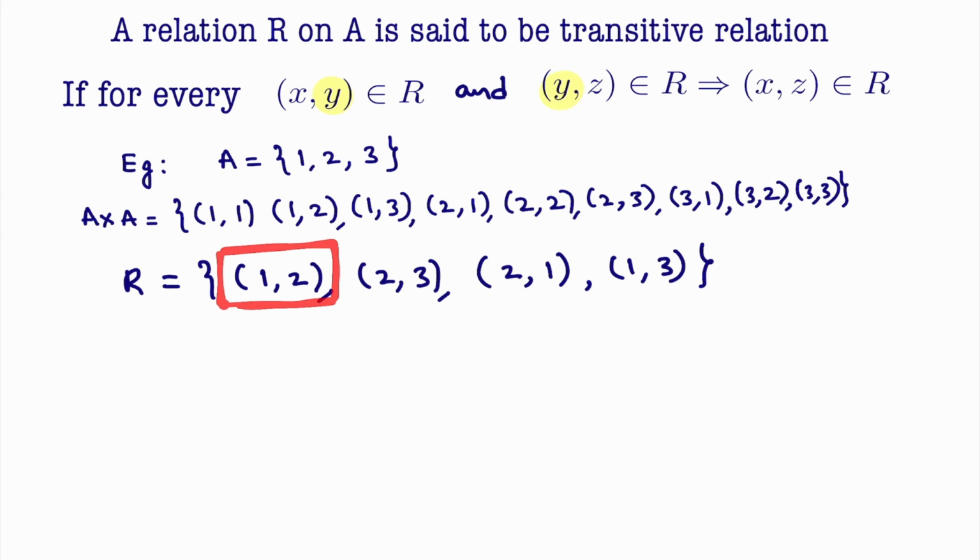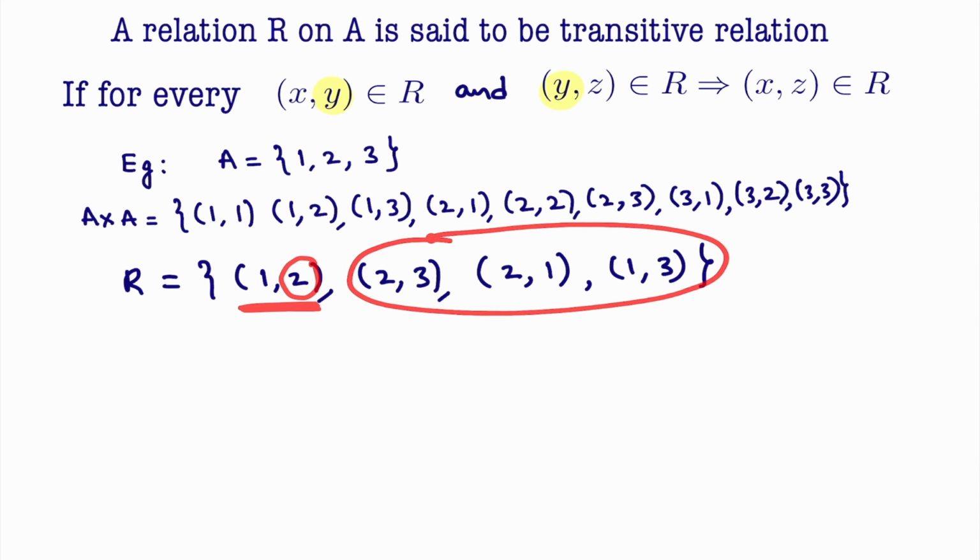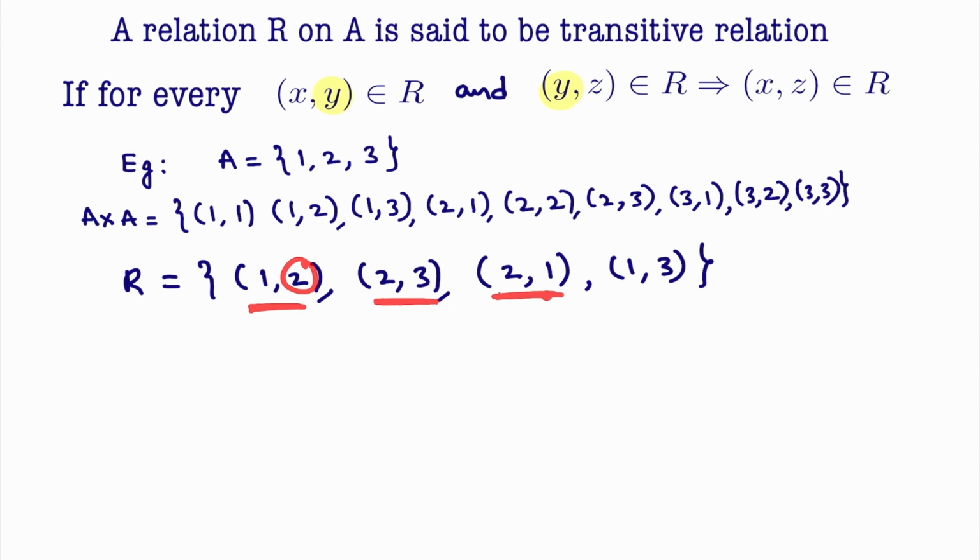First, you take one ordered pair. Okay, this is like (x, y). Now you see that this ends with 2. You need to check whether any other pair starts with 2. Yes. As this ends with 2, this starts with 2. That means we are able to find (x, y) and (y, z). (1, 2) is there. This ends with 2 and this starts with 2. So this is like (x, y), (y, z).